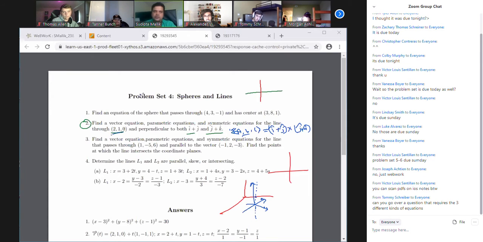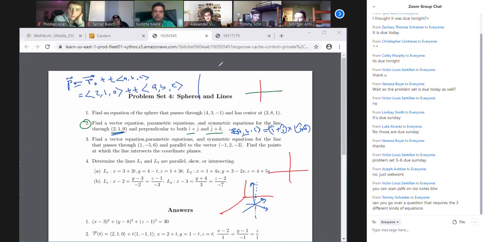So then what is the general form? If you do the vector equation, then the general form is r equals r0 plus t times <A, B, C>, right? In this case, r0 is <2, 1, 0>. So <2, 1, 0> plus t times whatever A, B, C you found from here. This is the vector equation.